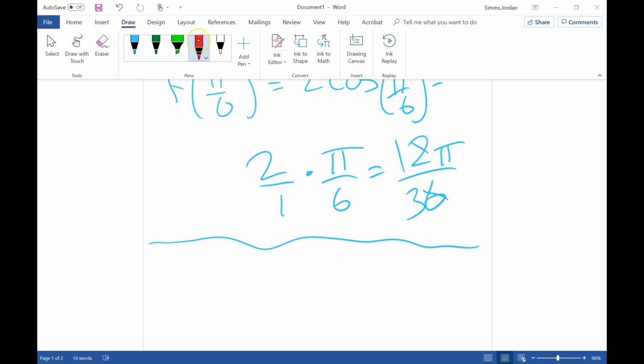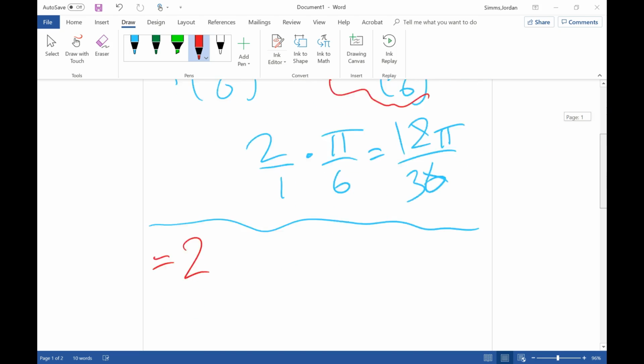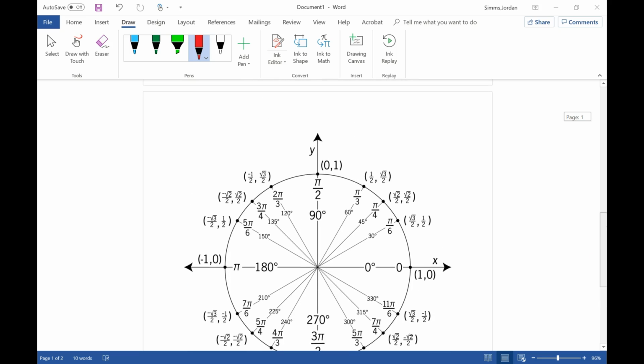So let's go ahead and just set that up. This is going to equal, so we have 2 times the cos of pi over 6. Now we have to figure out what that is. The question asks us to use exact values, which pretty much means go to the unit circle. Here's the unit circle right here.